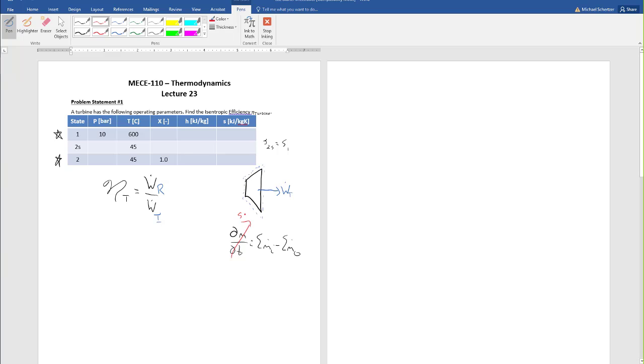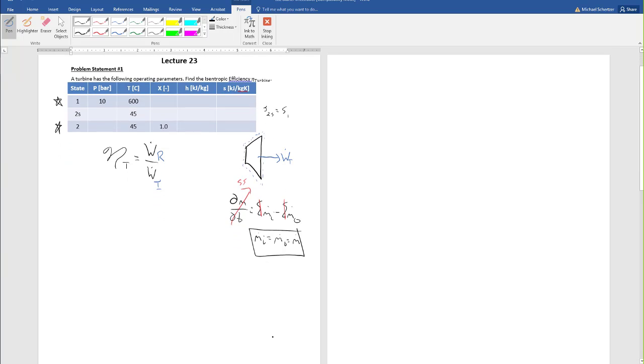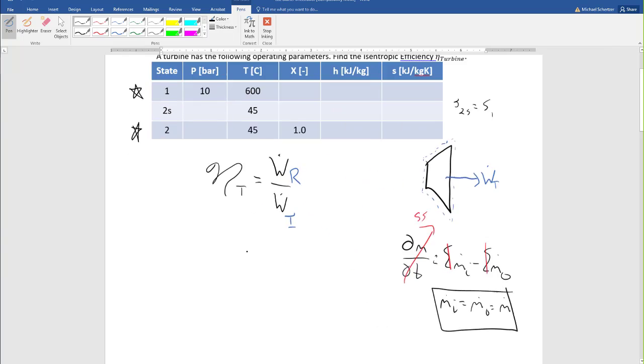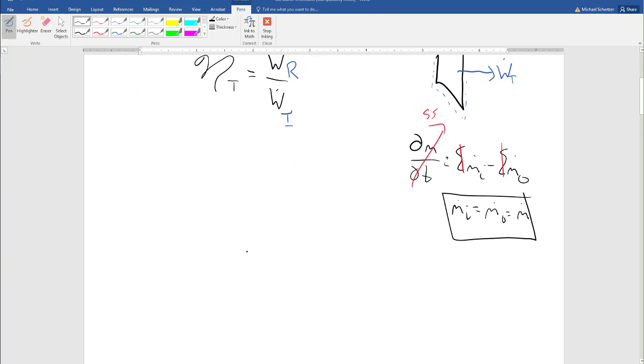My system is at steady state. I have one inlet and one outlet. That tells me that m dot in is equal to m dot out. So there's really only one mass flow rate in the problem, right? Hopefully that part's not surprising, but it's good to review this stuff because the second exam is coming up and the second exam is going to be about open systems. So we want to know how to deal with these open systems.